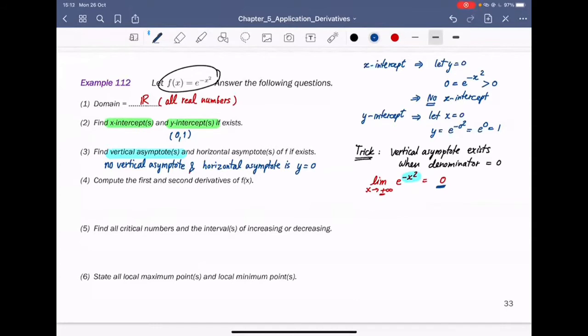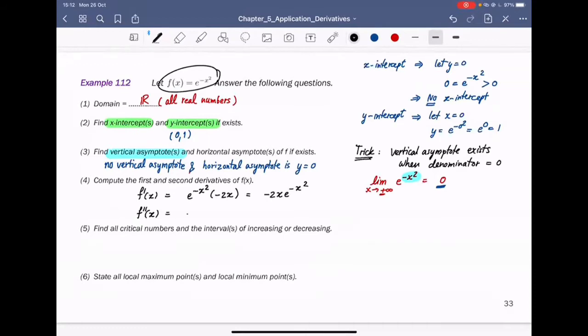So now next we're gonna compute the first and second derivative. The first derivative is going to be e to the minus x squared times negative 2x, right? Because I use the chain rule. So f prime of x is negative 2x e to the negative x squared. All right, so f double prime of x is going to be one more derivative.